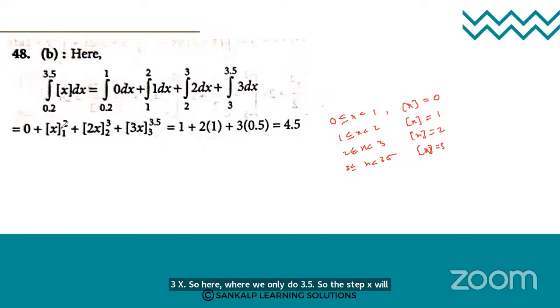Now on simplifying, what do we get? From 0 to 1 the integral will be 0, from 1 to 2 the integral will be x, from 2 to 3 the integral will be 2x, and from 3 to 3.5 the integral will be 3x. On substituting, we get 2 minus 1, which is 1. Similarly, here 3 minus 2 is 1, and 3 into 0.5. On adding, you get the result 4.5. Okay, 4.5 will be the answer.